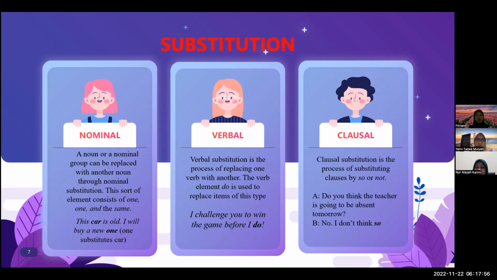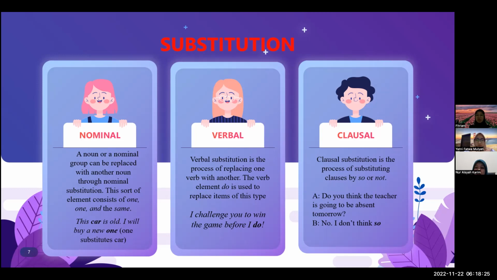But let's have a look at the example. I challenge you to win the game before I do, right? Do here substitutes the word challenge, right? So this is what we call verbal substitution. And the last one is clausal. Clausal substitution is the process of substituting a clause with the word so or not. Let's look at this example.